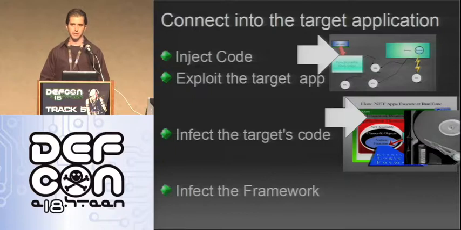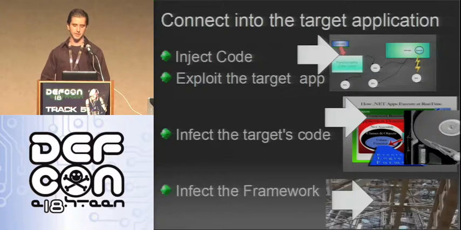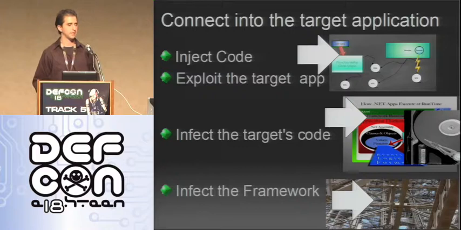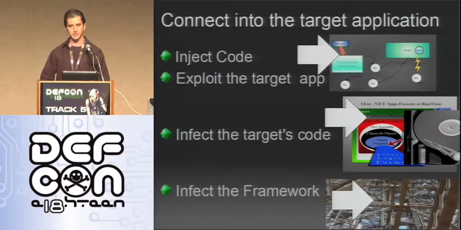This is on disk, so you're going to leave some forensics evidence behind. Whereas with injecting your code into memory, you're not going to be worrying about leaving something on disk that can be recovered later. And finally, there's attacking the framework, where you infect the framework itself. This was presented last DEF CON and has a little bit of research behind it and is pretty strong.